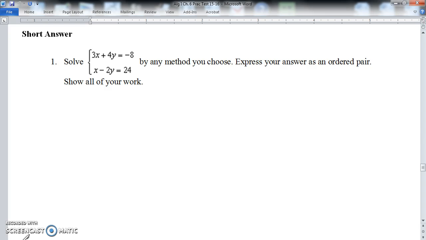Finally, we have our short answer question that asks us to solve this system of equations by any method. Express your answer as an ordered pair and show all of your work. Now we've talked about 3 different methods for solving a system of equations. We've talked about graphing, we've talked about substitution, and we've talked about elimination.